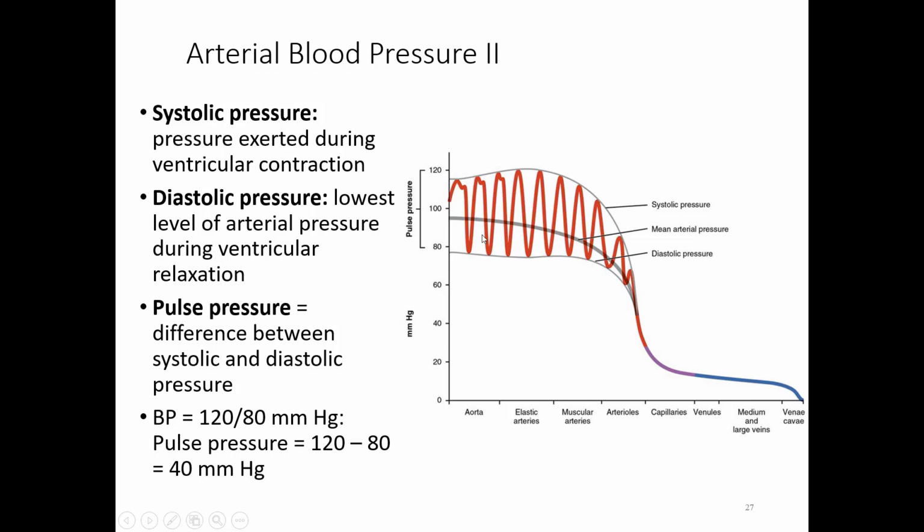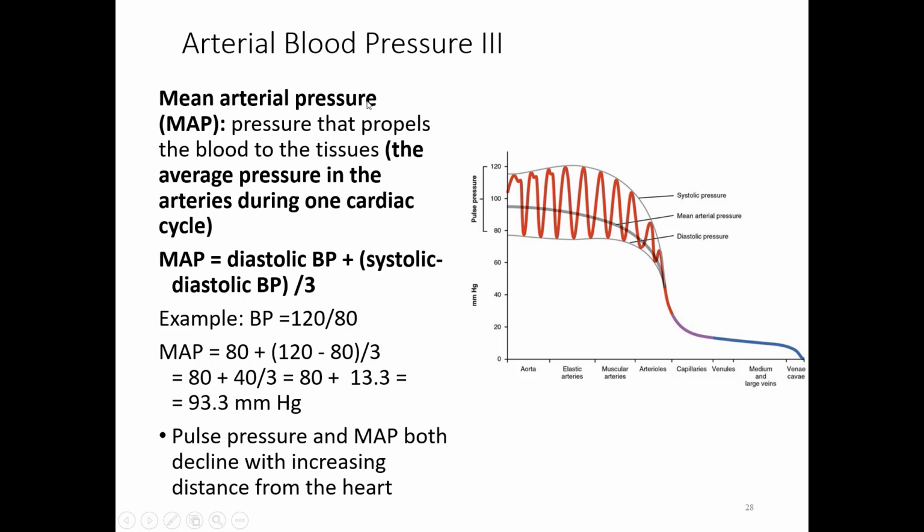The difference between those two is called pulse pressure. So if your blood pressure is 120 to 80 millimeters of mercury, your pulse pressure would be 120 minus 80, 40 millimeters of mercury.